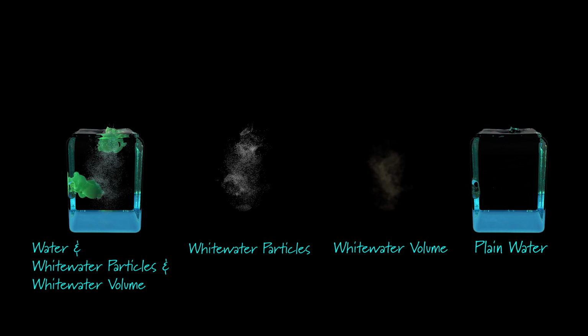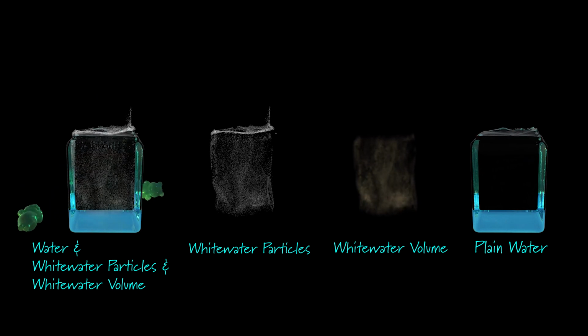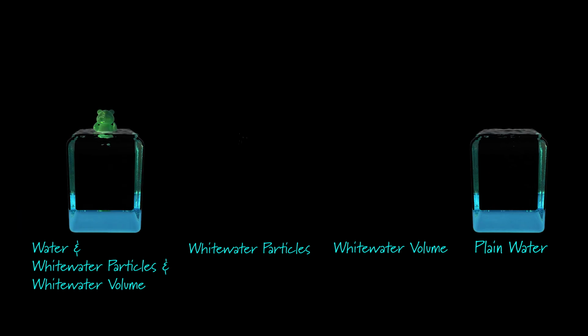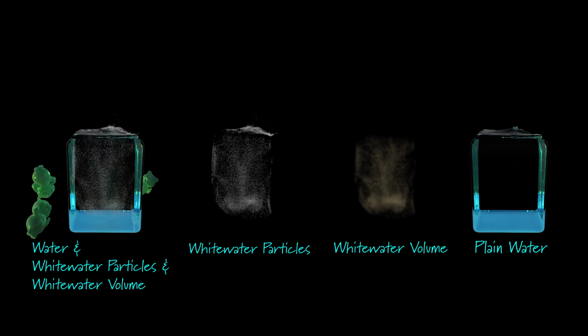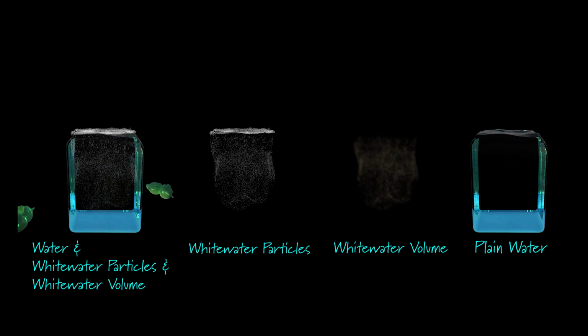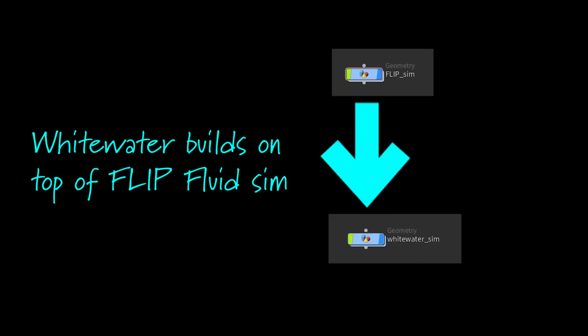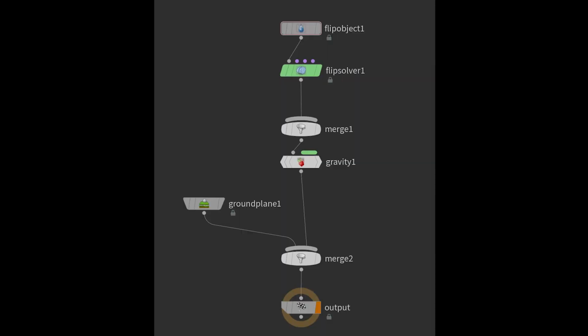Houdini provides whitewater nodes allowing us to easily create whitewater for flip fluids. You can use a DOP net to simulate whitewater using the Whitewater Solver and Whitewater Object nodes. The way whitewater sims work is by building on top of the flip simulation, so you need to know the basics of flip sims. If this looks familiar to you, you're all good for the flip fluid.